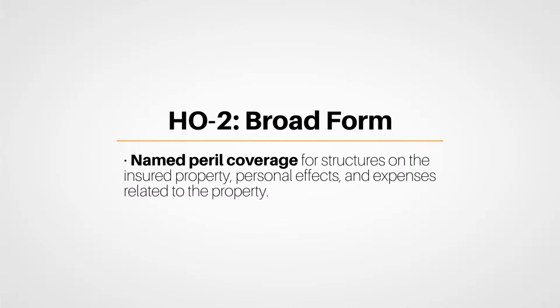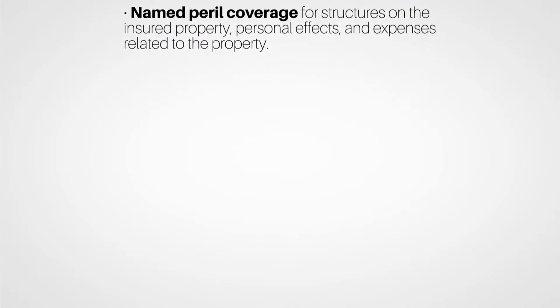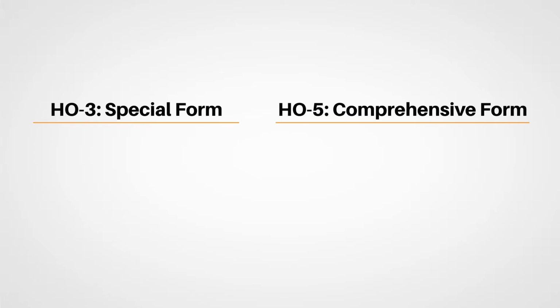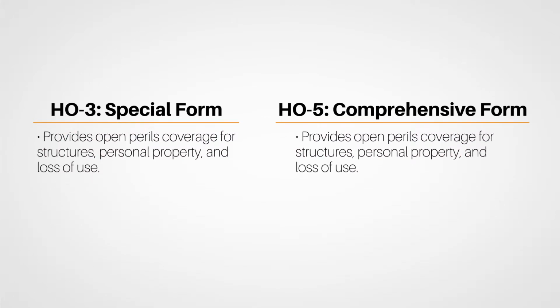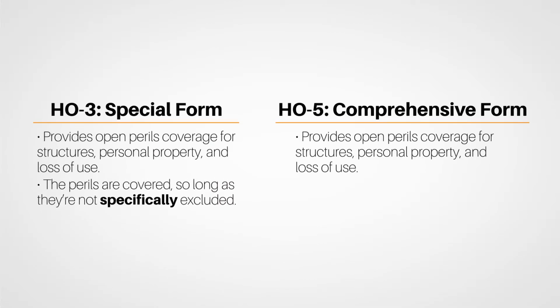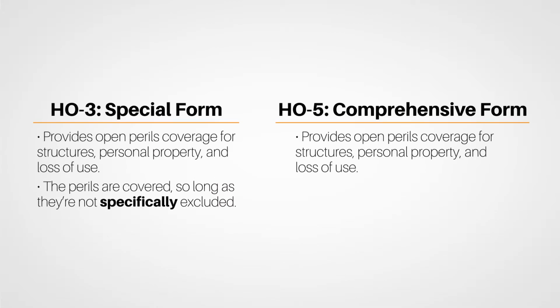Named peril coverage means that the policy only provides insurance against the perils listed in the policy. The HO3 or special form and HO5 or comprehensive form provide open perils coverage for structures, personal property, and loss of use. In this case, the perils are covered so long as they're not specifically excluded. The HO5 differs from the HO3 by excluding fewer perils from coverage.